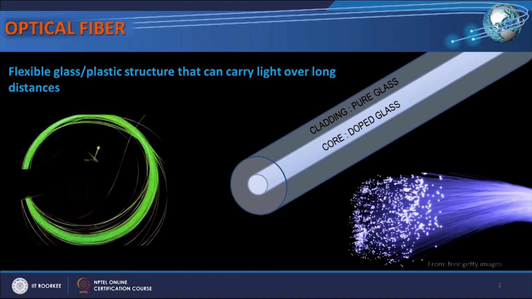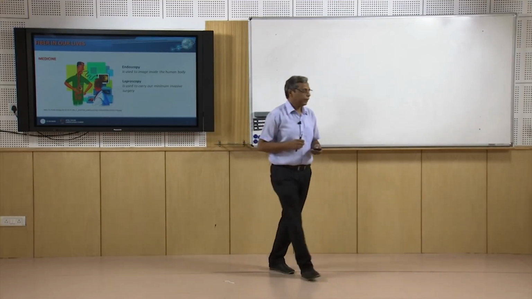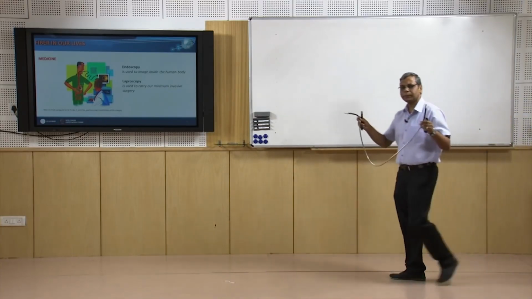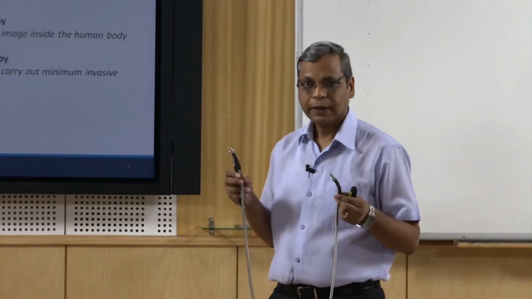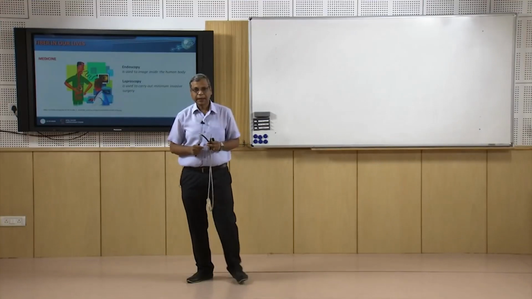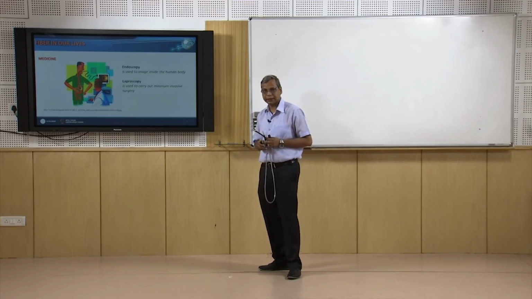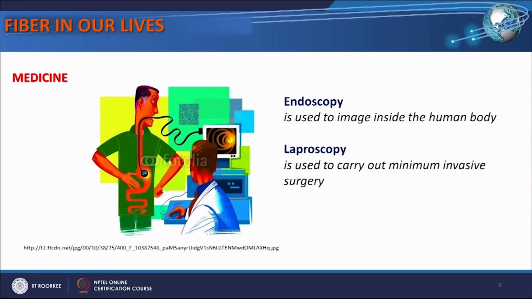Well, the very first use of optical fiber was in endoscopy. The bundle that I showed you here is the kind of bundle of fiber which is used in endoscopy. What does it do? Well, you can slip this kind of fiber inside the human body and image it inside. You can see the ailments which are happening inside, and if you put a laser beam through it, you can even do surgery. This is minimally invasive surgery.